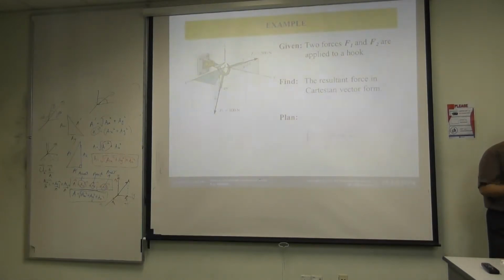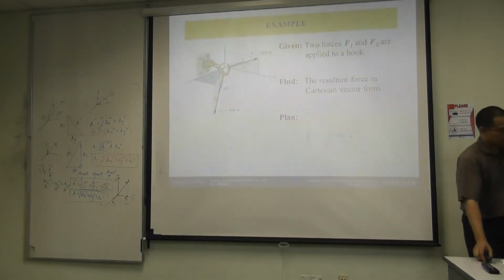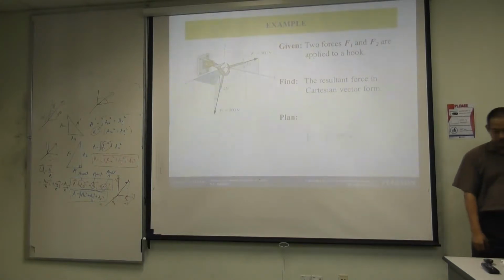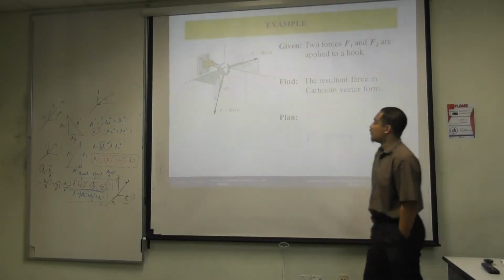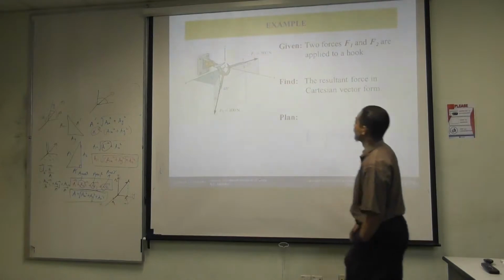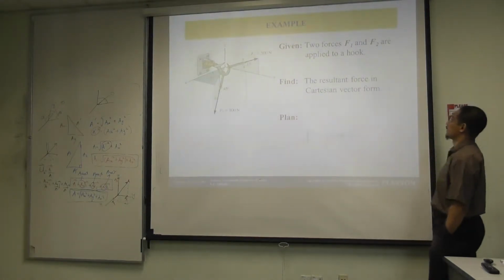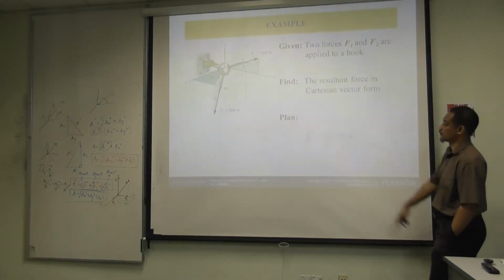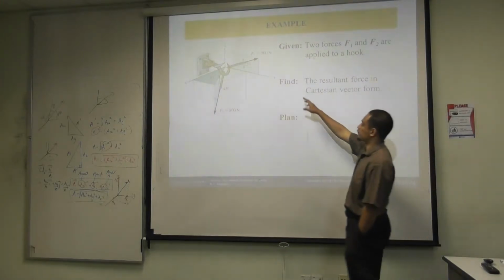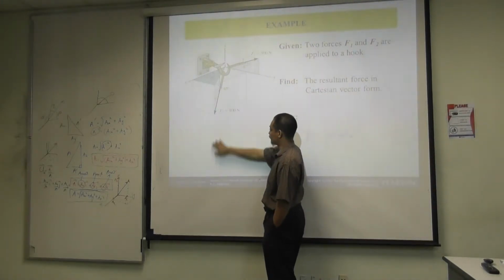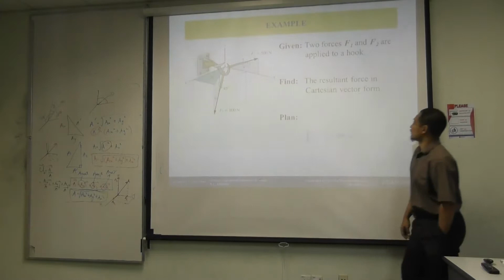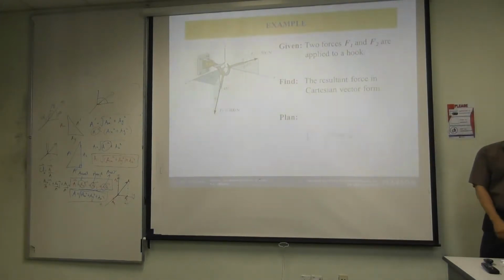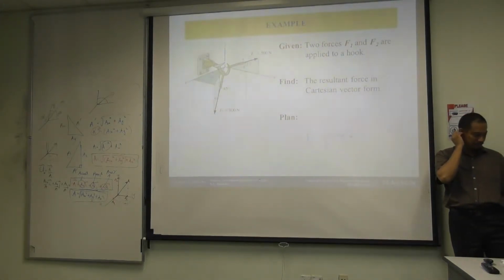Okay, this is an example. We have how many forces? 2 forces, right? 2 forces, F1 and F2, are applied to the hook, so you have the hook there. You have F1 here and F2 here. Find the resultant force in Cartesian vector form. Okay, do you know what to do?